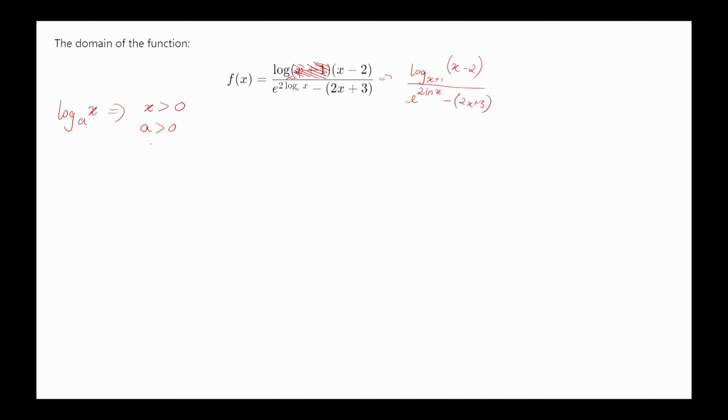A should always be greater than 0 and a cannot be equal to 1, because if a becomes equal to 1, my logarithmic value would become infinite. So that is why these are the cases that you need to keep in mind. So let me simply find out the values.